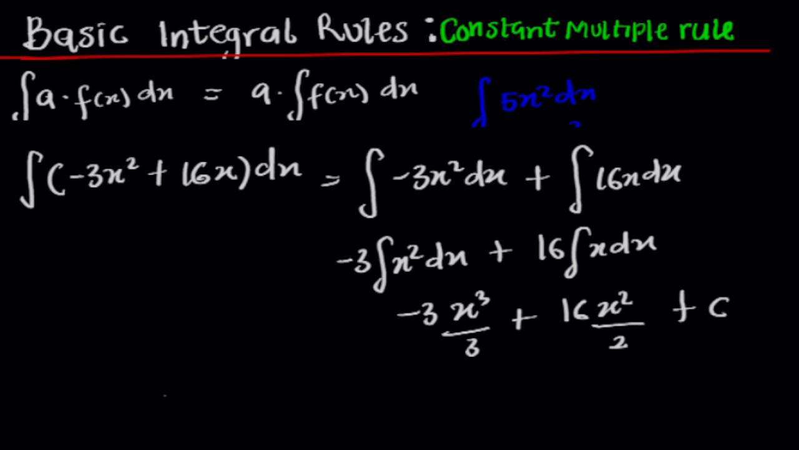Now we can go ahead and simplify the whole expression further. The 3 here cancels the 3 here. The 2 here cancels into the 6, and we are going to have 3 here. So the whole expression is going to be minus x to the power 3 plus 3x squared, then plus c. So that's the answer. It's very, very simple. Now let's solve one more question.